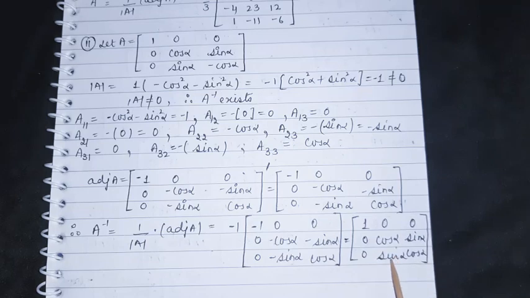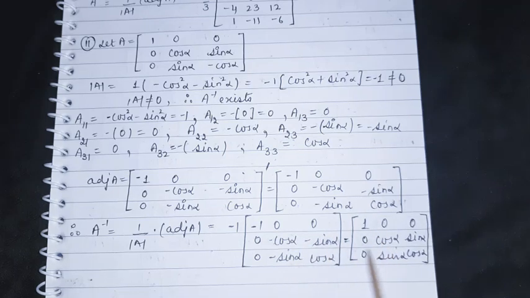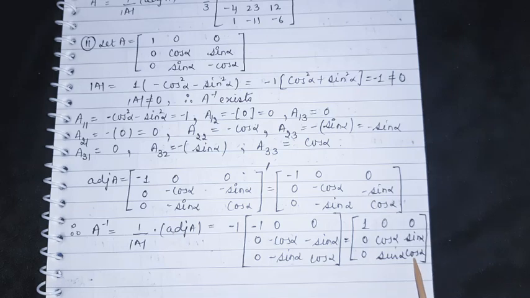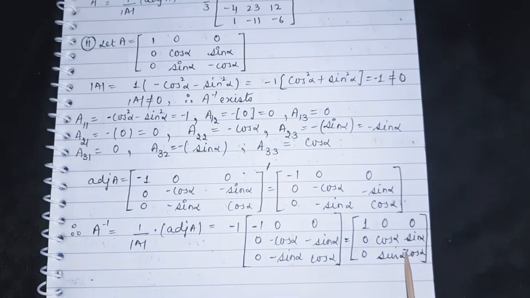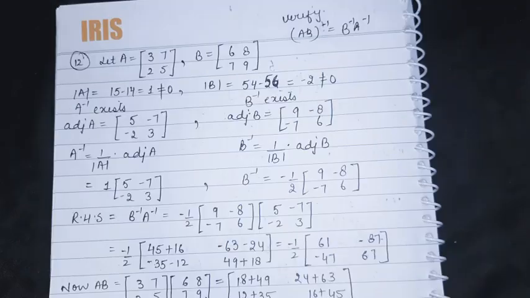So inside, all the signs will change. It will become 1, 0, zeros will remain zeros. And it will become plus cos alpha, plus sin alpha, and this will become minus cos alpha. This minus is written here. I hope this is visible. This is minus cos alpha. All the signs will change, and this is nothing but our final answer, that is A inverse.